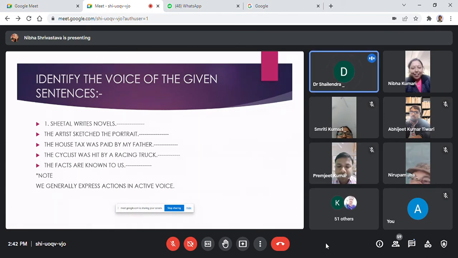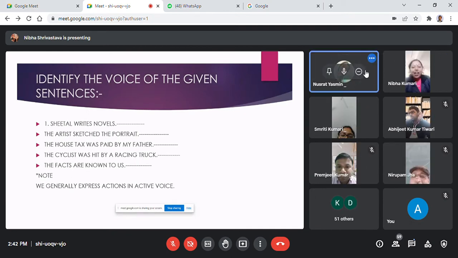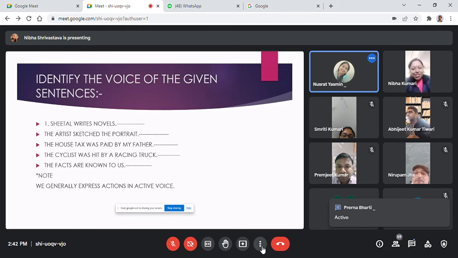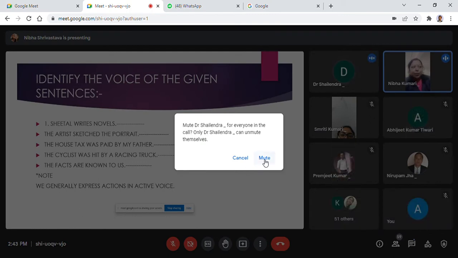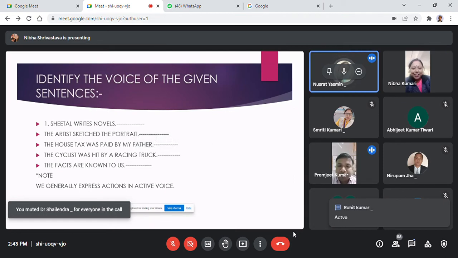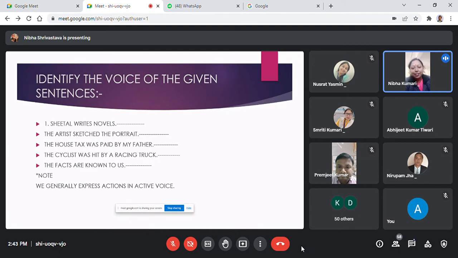Active voice, ma'am. Why? Because Sheetal is the subject and Sheetal is doing the work. Yes, she is performing the action. Okay, thank you. Now the second one, the artist sketched the portrait. Active voice, ma'am. Again it is active because the artist is performing the action. The artist is the doer. The third one, the house tax was paid by my father.